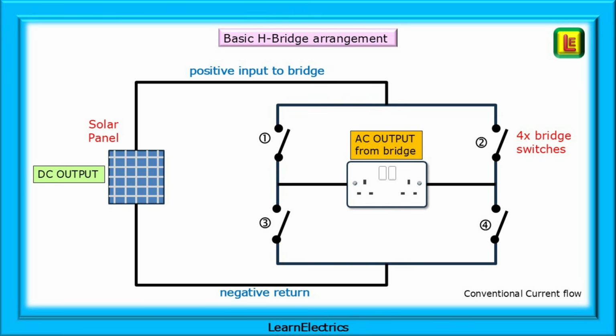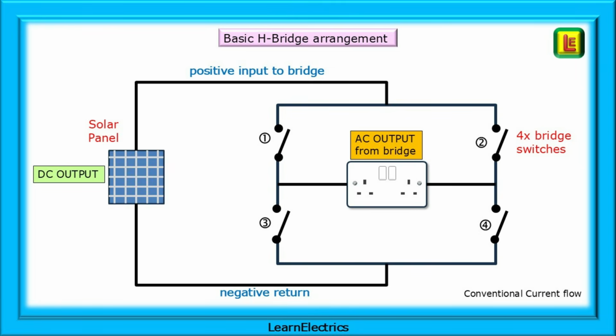The key to this is to understand how the switches operate, and you will see these numbered 1 to 4 on the drawing. They are shown here as mechanical switches to aid understanding, but in reality they will be semiconductor devices. On the left is the direct current solar panel or panels, and in the centre is our load, shown here as a 230 volt alternating current twin socket outlet, with the H-bridge arrangement between the two types of voltage.